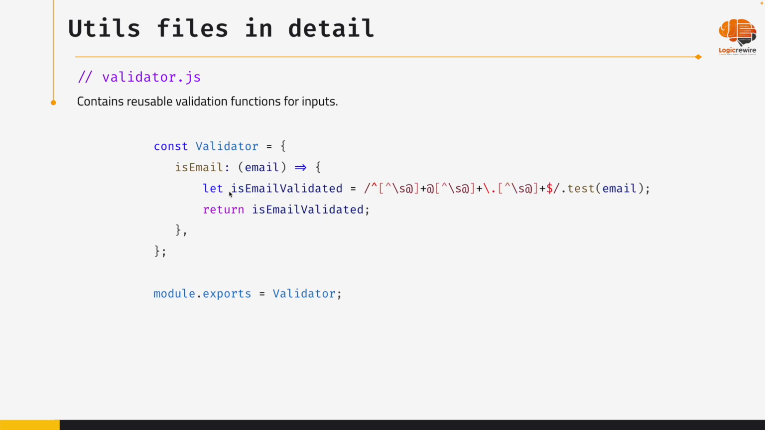In the same way, for the validator, see, I have written an email validation. So whenever any email is passed here, it will validate and return either true or false. Okay, got it? Based on a regex, it will find out whether it's true or false. If the email is validated successfully, it will return true, or else return false. That's it. Like this, you can reuse these things in multiple places.